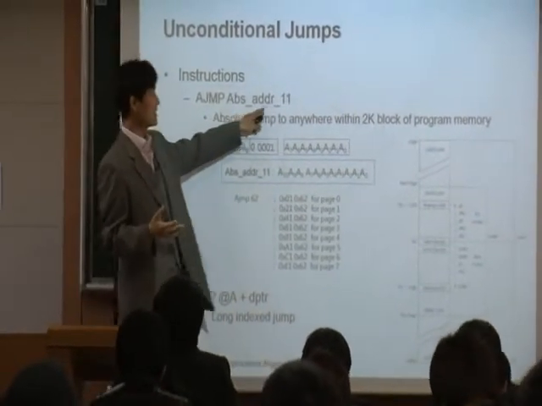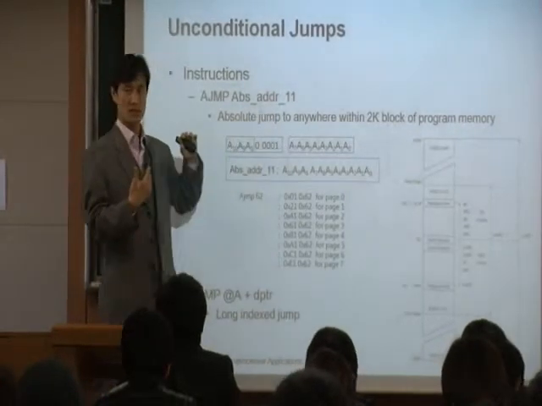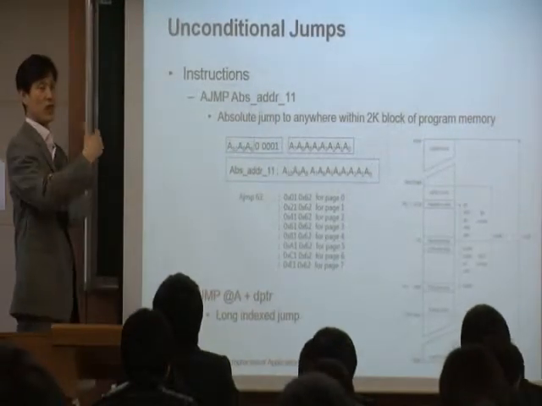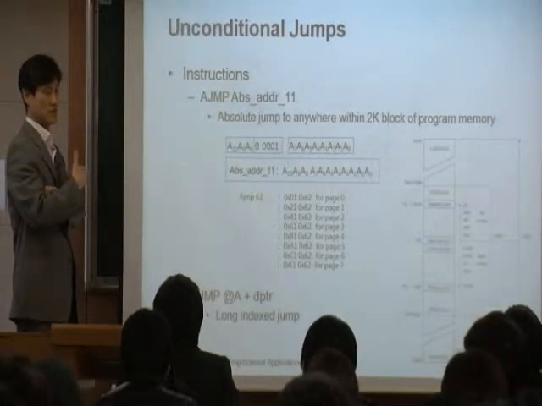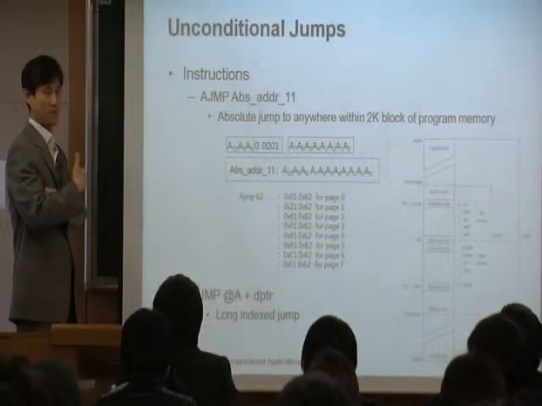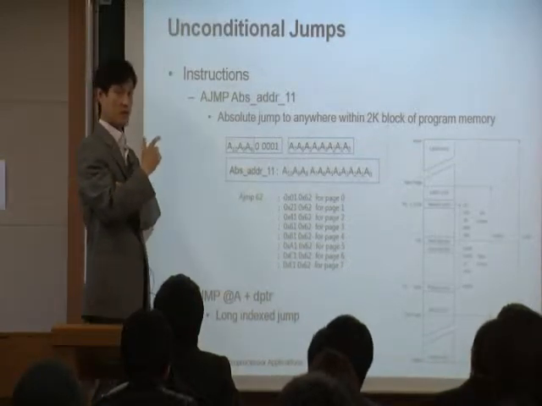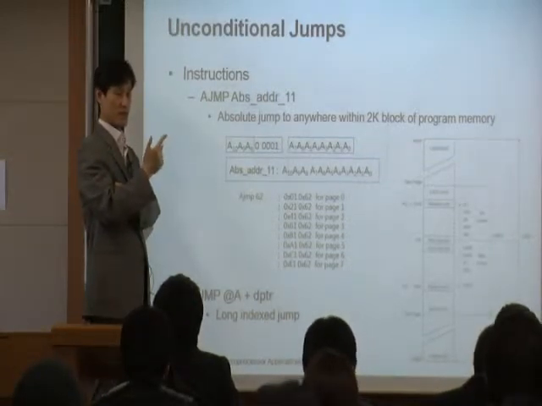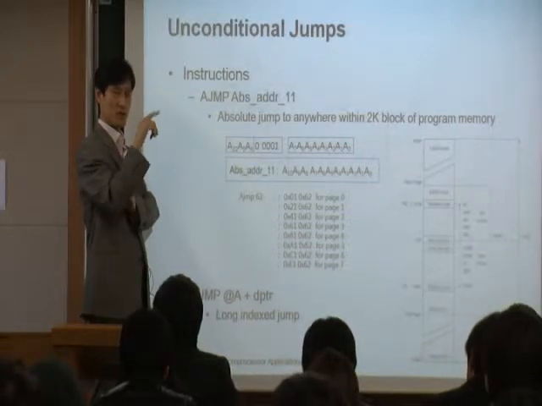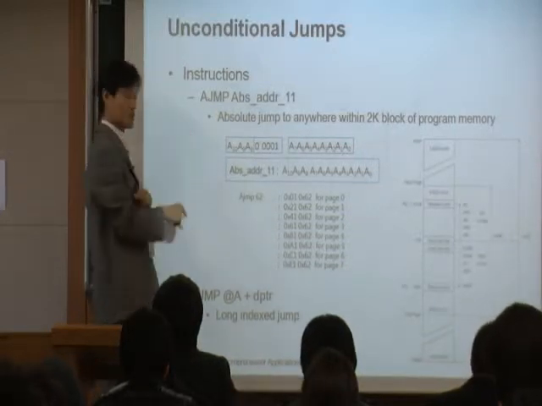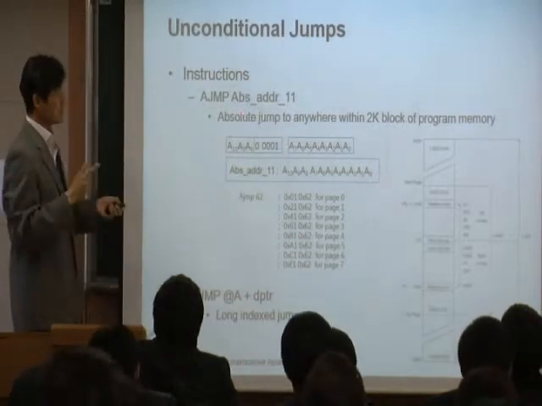And what is the range for an 11-bit address? Let's say you have 11 bits. How much address space can you have with 11 bits? 2K. 11 bits is 2K. Why is that? 2 to the power of 10 is 1K, but 11 bits means 2K. So 11 bits is 2K.